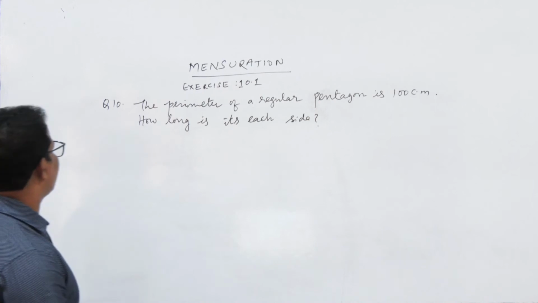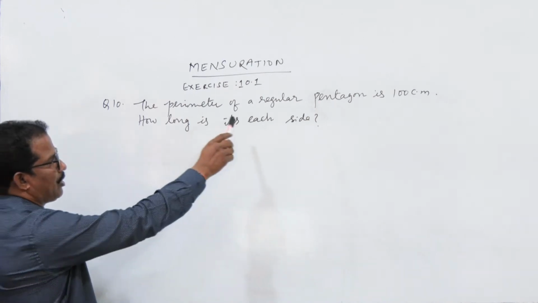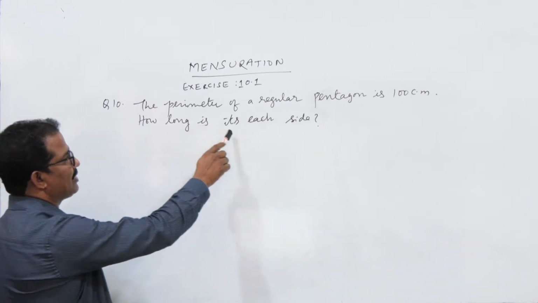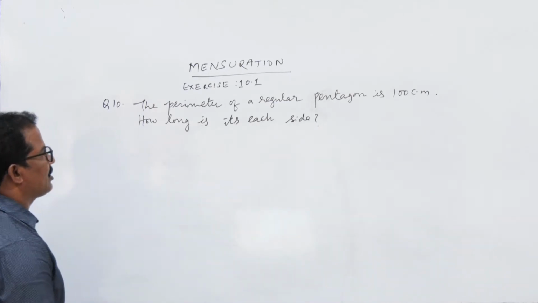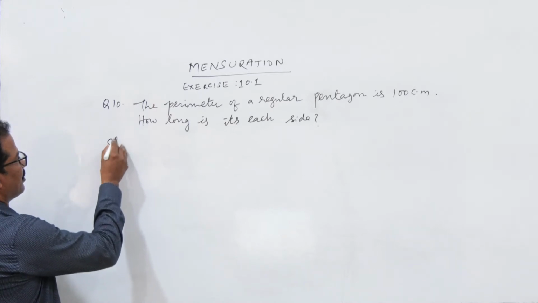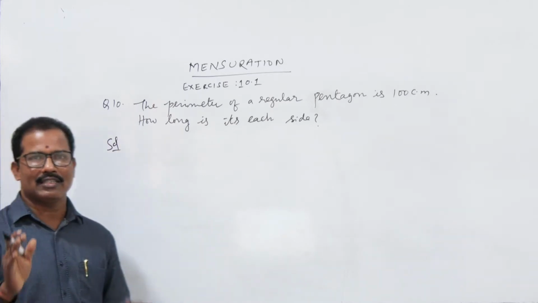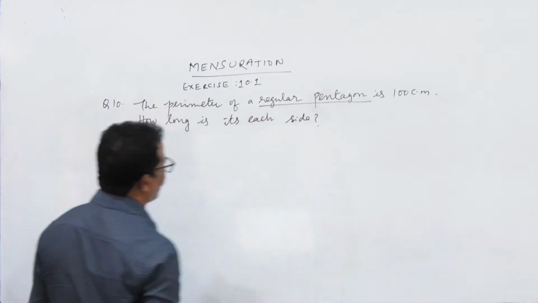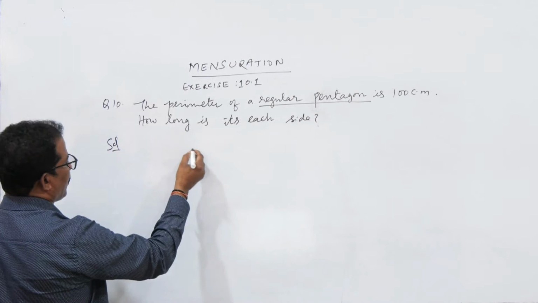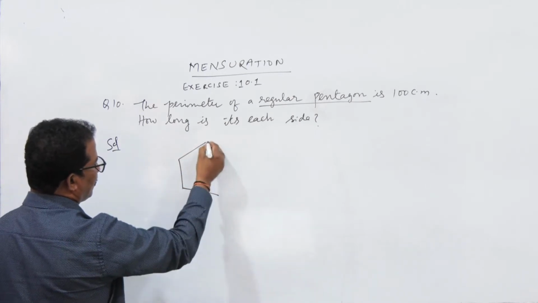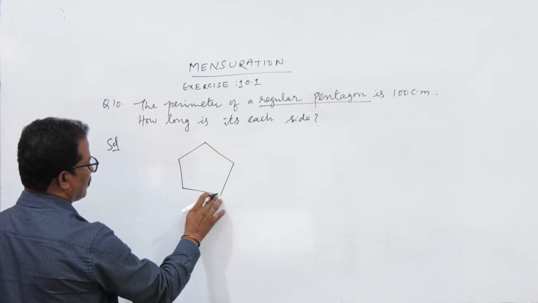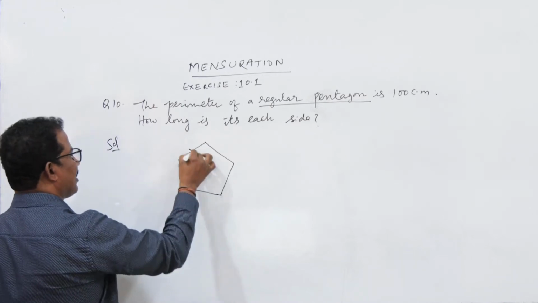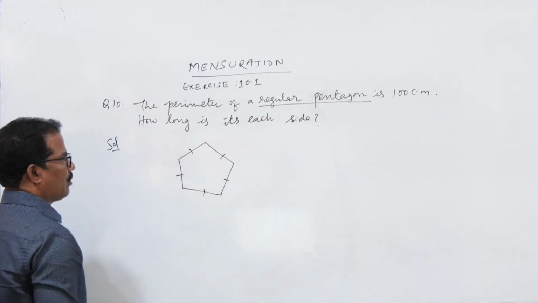Now see question number 10. The perimeter of a regular pentagon is 100 centimeter. How long is its each side? That means what is given in this question? A regular pentagon. What do you mean by pentagon? It has 5 sides. Then regular means all the 5 sides are equal. Say the pentagon 1, 2, 3, 4, 5. So it is a pentagon.